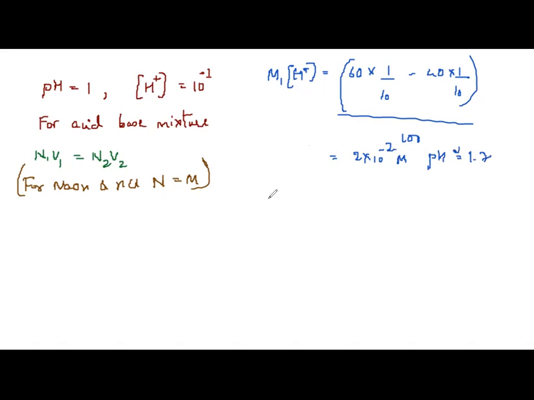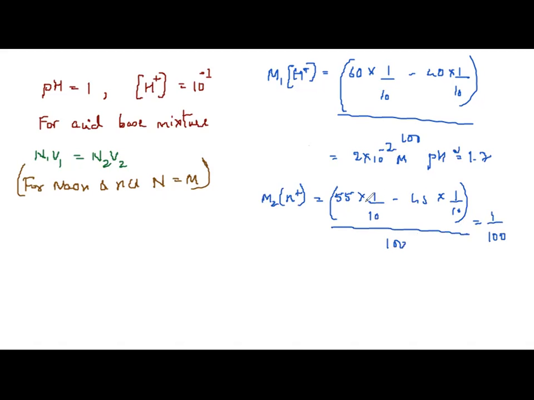Take option B. For M2, H plus ion concentration is 55 ml into 1 by 10 minus 45 ml into 1 by 10, correct? The whole divided by 100. When you solve it out, you will get the answer 1 by 100, which is equal to 10 raised to minus 2. And pH comes out to what? pH will be 10 raised to minus 2 means pH is 2.